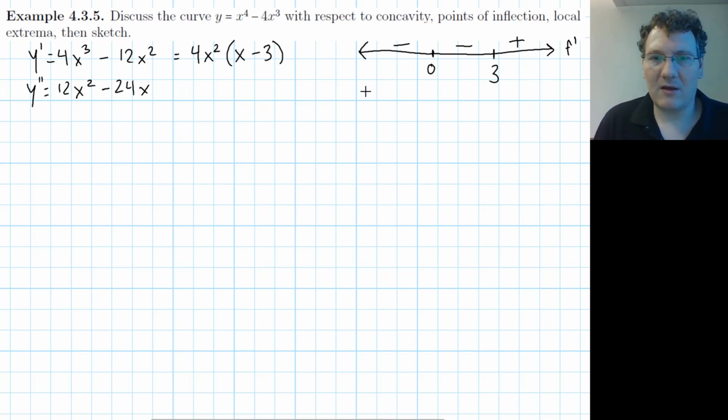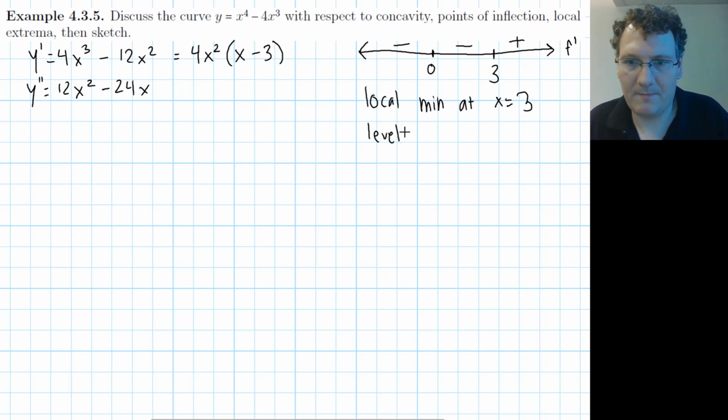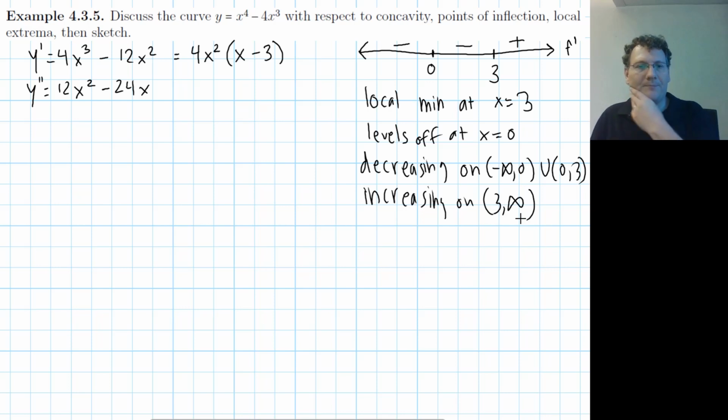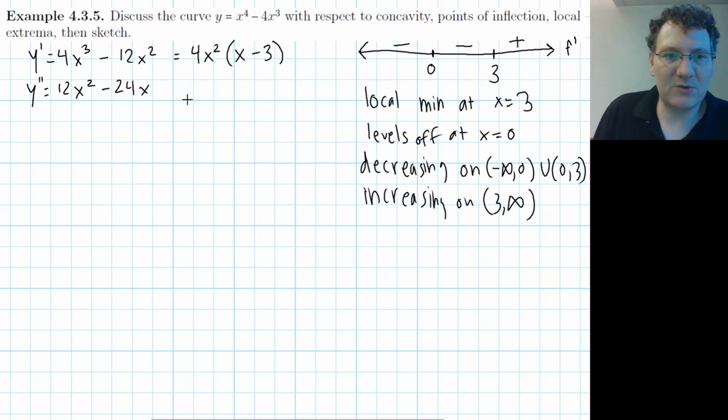So we have a local minimum at x equals 3, and it levels off at x equals 0, decreasing on negative infinity to 0, union 0 to 3. It's increasing on 3 to infinity. Okay. Now thinking about the second derivative, if we factor this one, which we will do, factor out a 12x, what I'm left with is x minus 2.